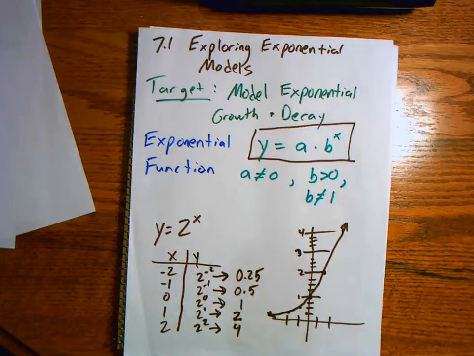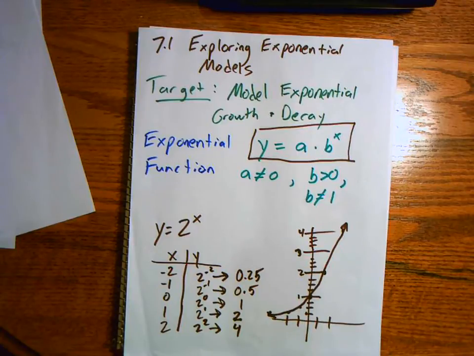Hello, this section is on section 7.1, which is titled Exploring Exponential Models, and the learning target is to model exponential growth and decay. So there's two different types of exponential models. First one is growth, and the second one is decay, and we'll get into more detail on that in this video.